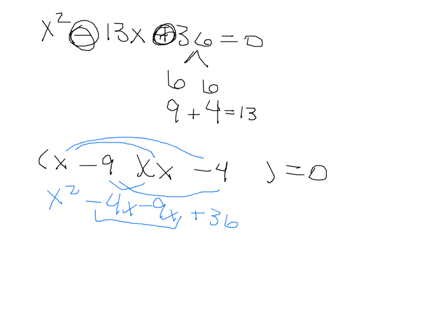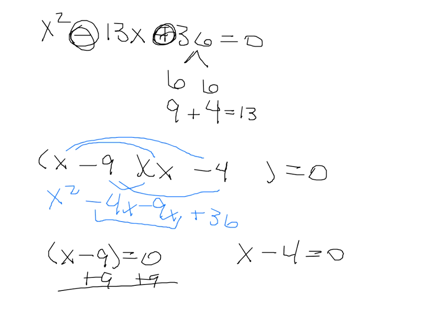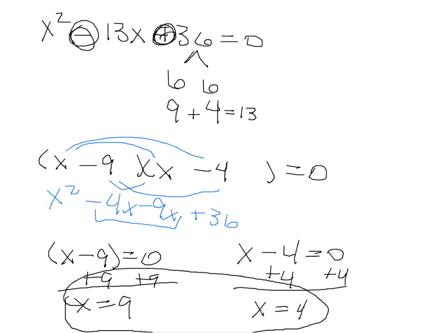So we take our factorization, x minus 9 and x minus 4, and we let each factor be equal to 0. And then we solve for x. So I get x minus 9, and add 9 to both sides. x equals 9. And add 4 to both sides. We get x equals 4. And there's our solutions, 4 and 9.